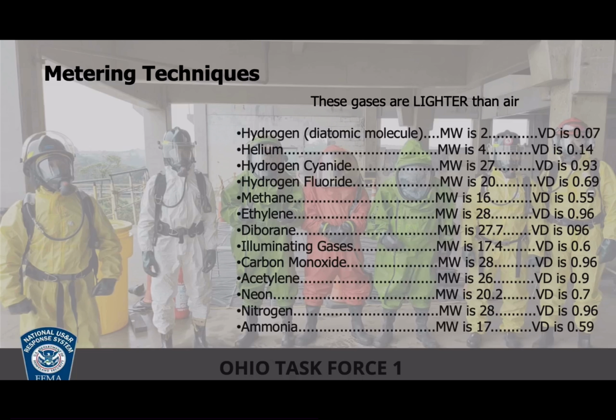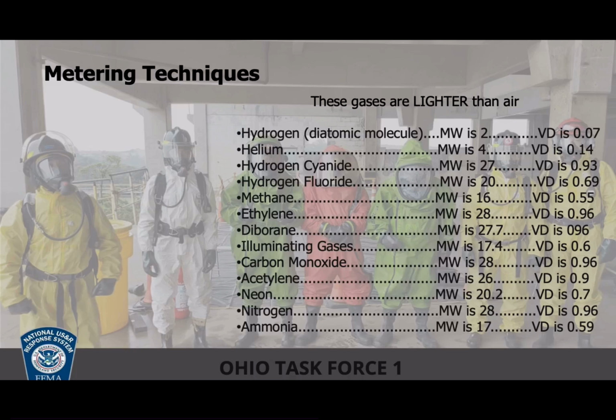If you look at their vapor densities, let's just start with hydrogen. Its vapor density is 0.07 versus hydrogen cyanide, which is 0.93. So in relationship to the total volume of air, hydrogen is going to be moving very high very quickly until it's hit by a cloud or a stop, like a ceiling. And even then it's going to be working its way through cracks to move up.